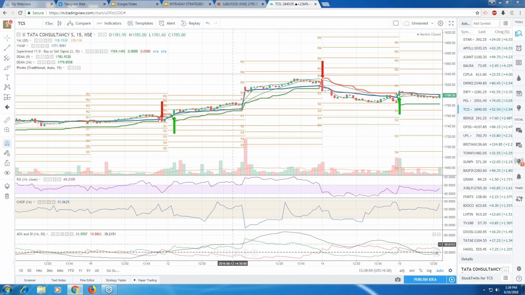ADX should also be strongly uptrending or downtrending. If the stock is going up, the ADX should also be going up. So see here, this green ADX is not very strongly up, although the black line is up, but the green one is not up, right? So hope I am making sense.